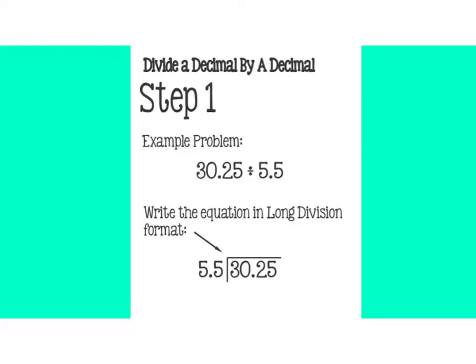Here we see an example problem written horizontally: 30 and 25 hundredths divided by 5 and 5/10. When the equation is written in long division format, notice how the first number is inside the house. It is our dividend. And the second number is our divisor. The first number is what we have, and the second number is what we are dividing it by.